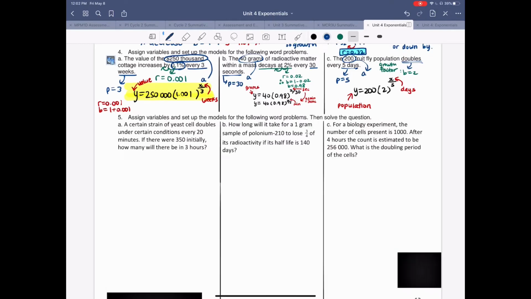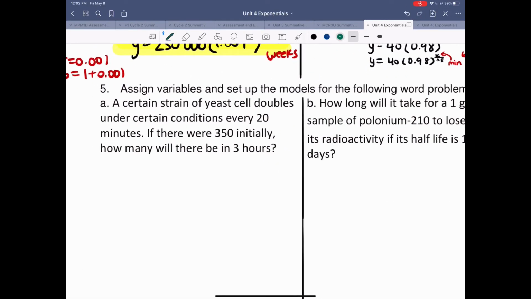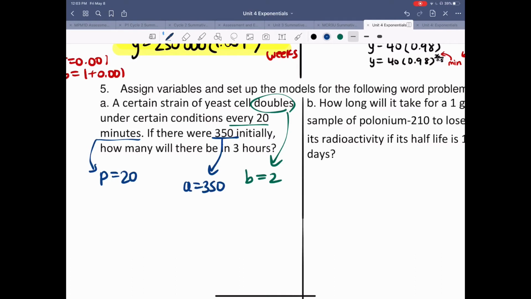So for 5a, we have the word double. That means my B is going to be equal to 2 right away. And it says every 20 minutes, that means my P is equal to 20. If there are 350 initially, that means my A is 350 because that's my population initially. How many will there be in 3 hours? Well, they're telling me the X value then, and so X is equal to 3. And what are they asking me? Well, they're asking me how many. So that means they're asking me for Y.